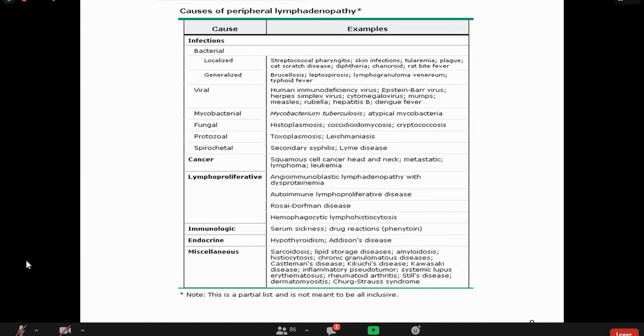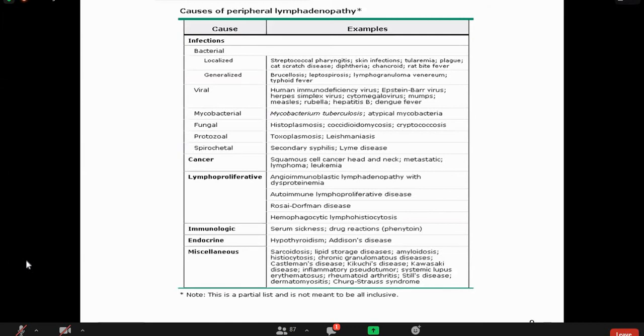Okay, we all know that sarcoidosis is a multisystem disorder, which is characterized by non-caseating granulomas. Lipid storage disease is a metabolic disease. Amyloidosis, again, a type of metabolic disease. Histiocytosis is a fungal infection. By chronic granulomatous disease, we broadly include fungal and mycobacterial diseases because they are responsible for chronic granulomatous infection. Castleman and Kikuchi disease are having different organisms, but the mechanism of pathophysiology is similar to that of tuberculosis.